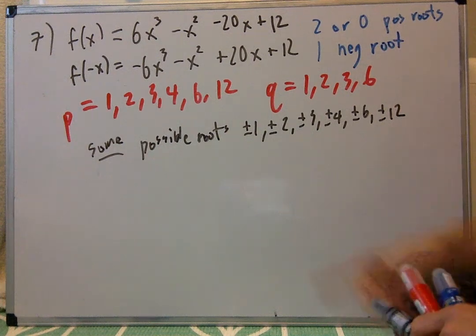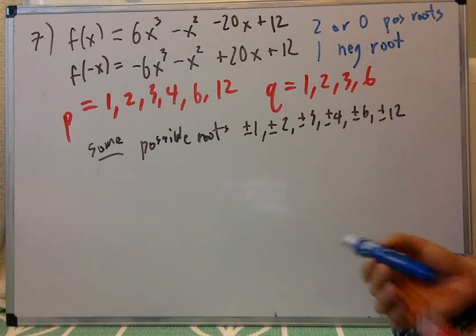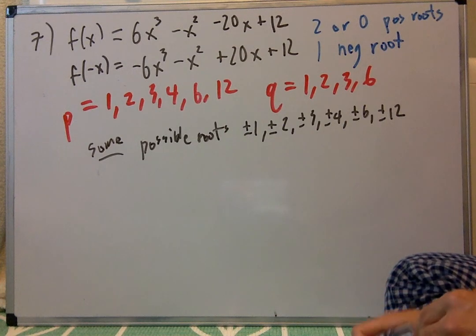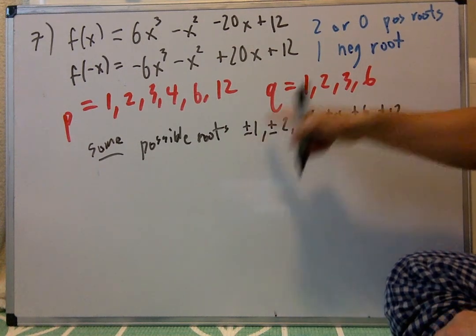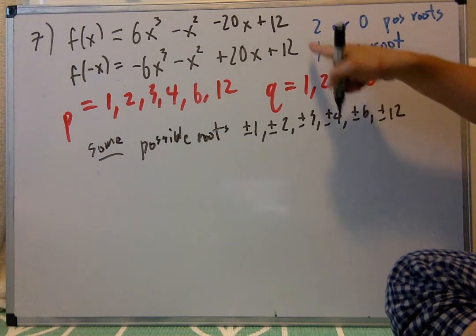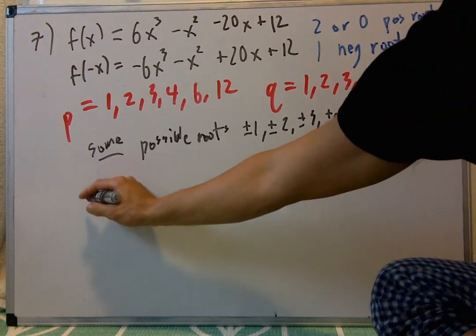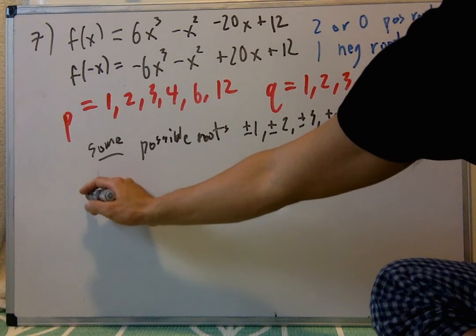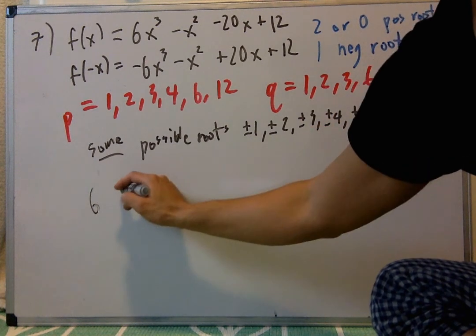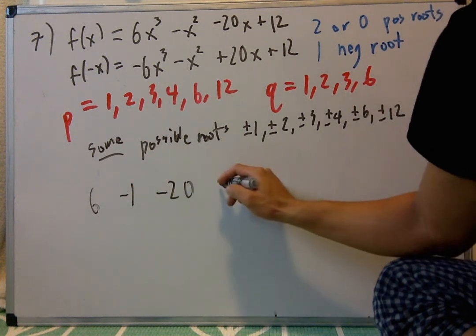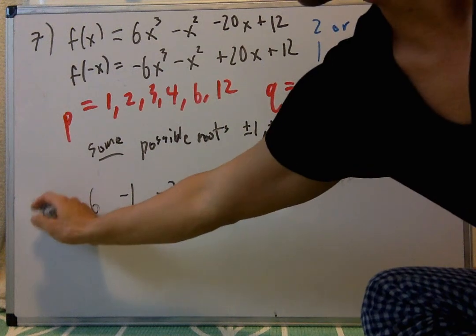And I'm going to start with the smaller ones because smaller things are easier to work with, right? So let's do the whole thing again. We're going to use synthetic division. We can check both positive and negative this time because there could be 2 positives and there's definitely 1 negative. So let's check. Let's see. Okay, so 6, negative 1, negative 20, positive 12. I'm going to check 1 first.